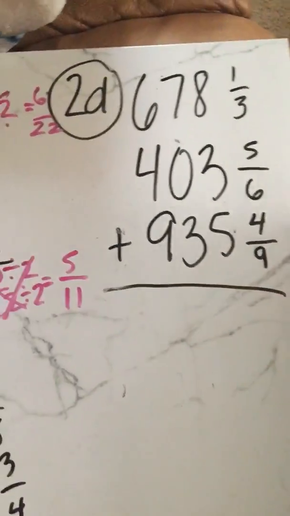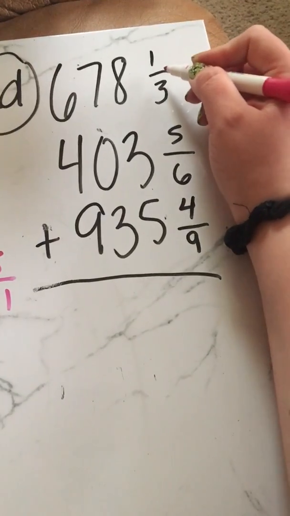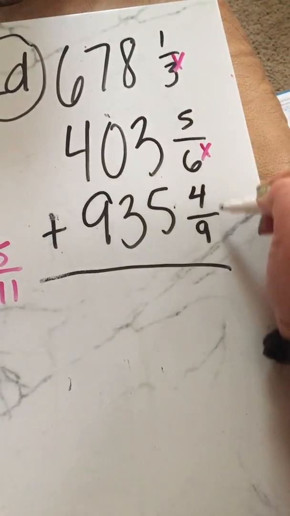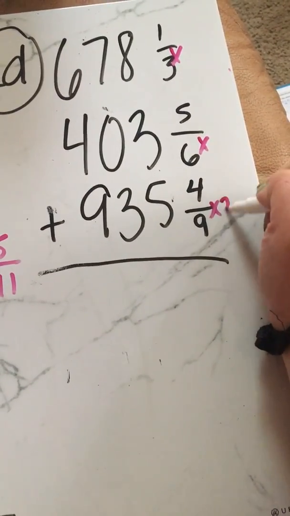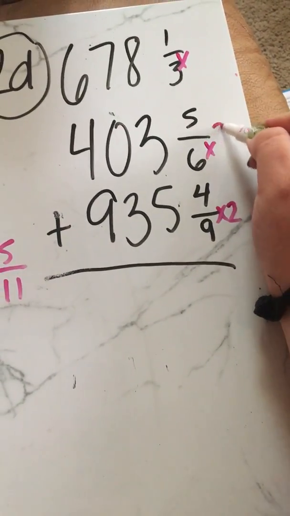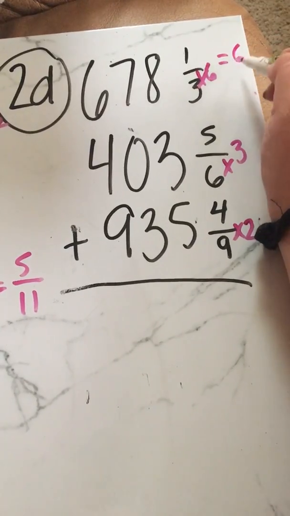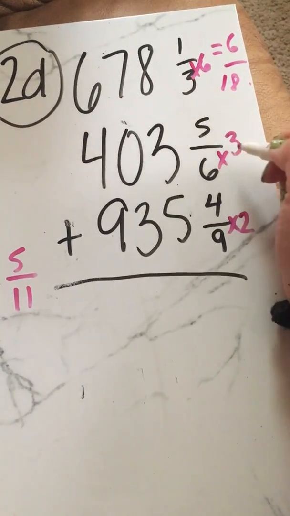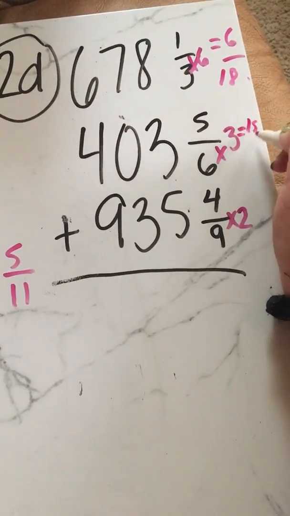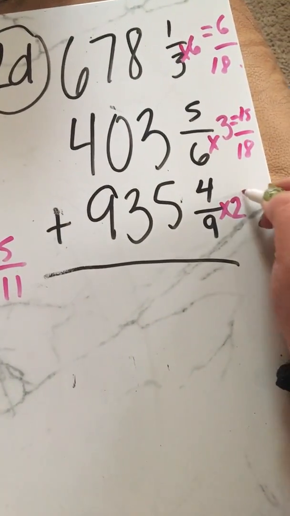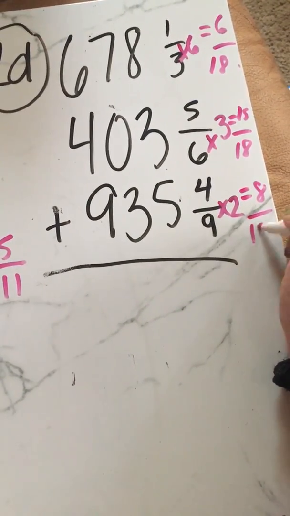This one, same thing. We need a common denominator, except this time we're going to need to change all 3 of our fractions, and we need to get them up to 18. So we need to multiply this one by 2, this one by 3, and this one by 6. So my new fraction is 6/18. My new fraction here is 15/18, and my new fraction here is 8/18.